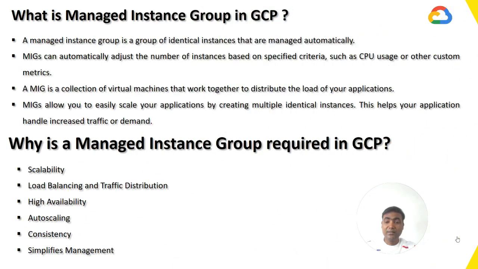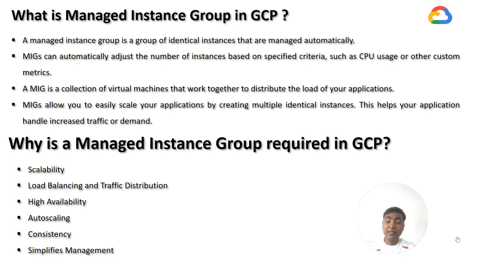Guys, why is a managed instance group required in Google Cloud Platform? Because of scalability, high availability, load balancing, auto scaling, consistency, and simplified management. MIG allows you to easily scale your application by creating multiple identical instances. This helps your application handle increased traffic or demand.